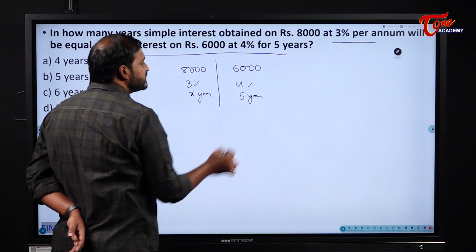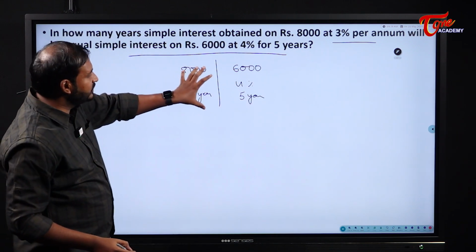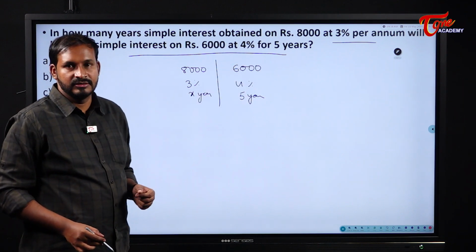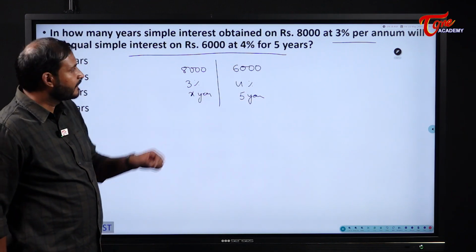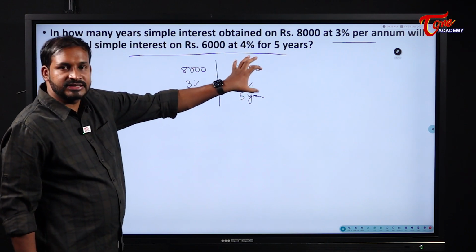What he is asking us is, in how many years the interest earned on this one will be equal to the interest earned on this one. That is the case, right? Interest earned on this one will be equal to interest earned on this one.